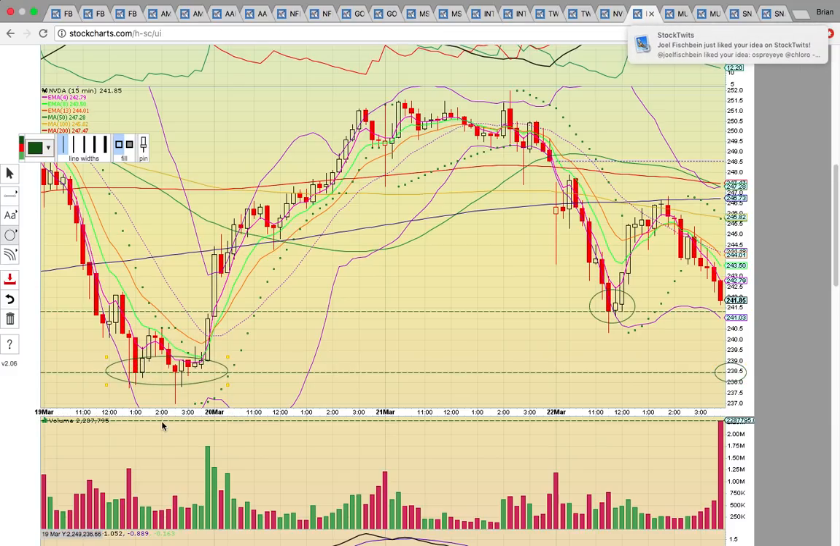Notice how that was the support from the 19th. If it fails to hold, that's going to be a major red flag. There was a huge volume spike on the close, so yeah, big volume going into the close.